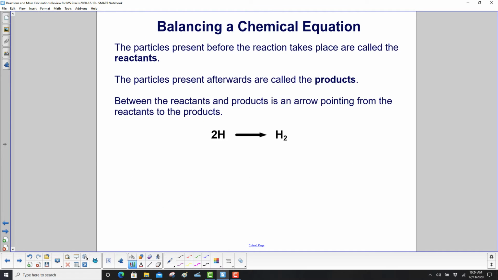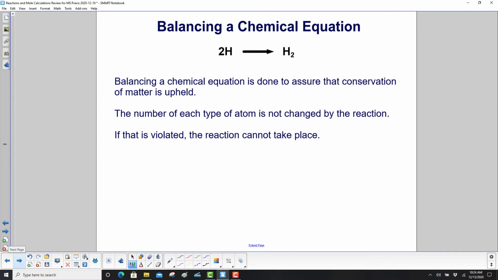The particles present before the reaction takes place are called the reactants. The particles present afterwards are called the products. Between the reactants and products is an arrow pointing from the reactants to the products. Balancing a chemical equation is done to assure that conservation of matter is upheld. The number of each type of atom is not changed by the reaction. If that is violated, the reaction cannot take place.